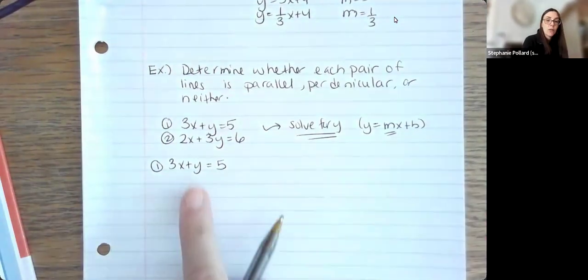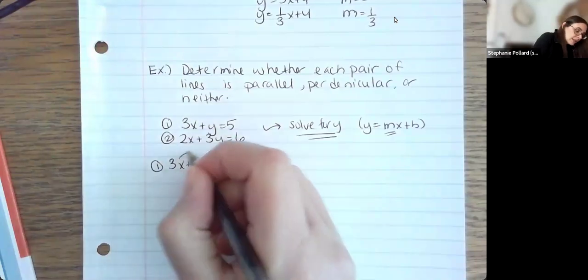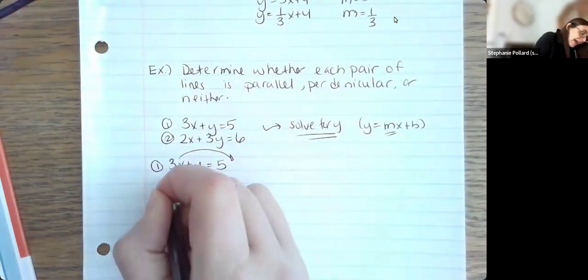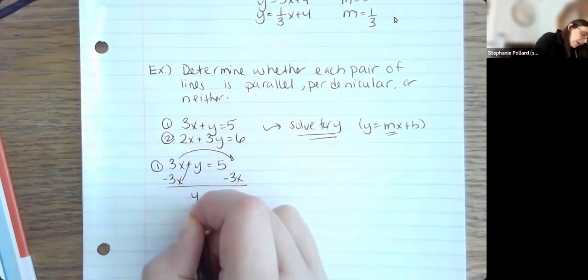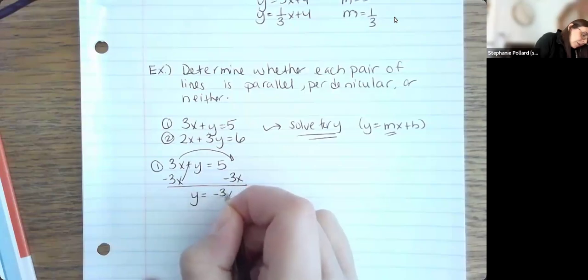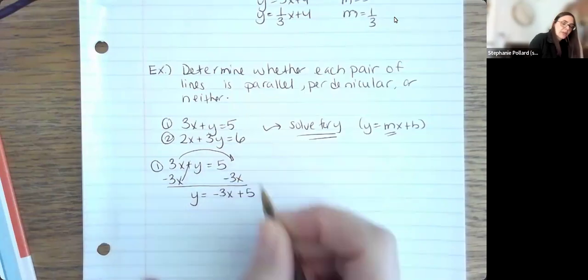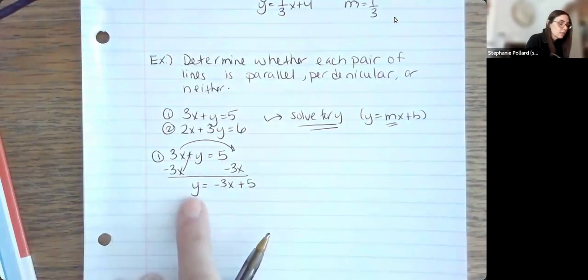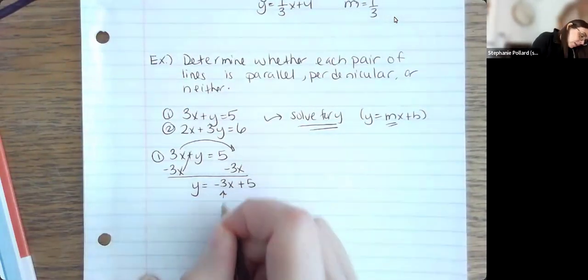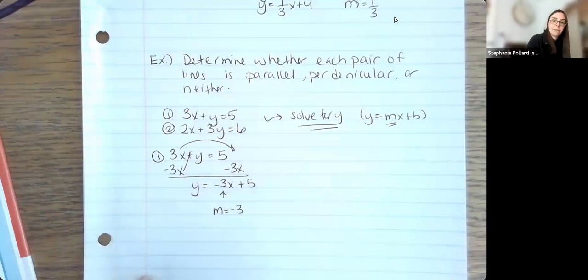So for here, I need to solve for y, which means I need to bring this 3x to the other side. It's being added in, so I'm going to subtract it on both sides. I like to write things in order. I like my x first, so I'm just going to write that first, and then I'm going to put that positive 5 second. Now, y is by itself at this point, so I can get my slope, and the slope here is negative 3.